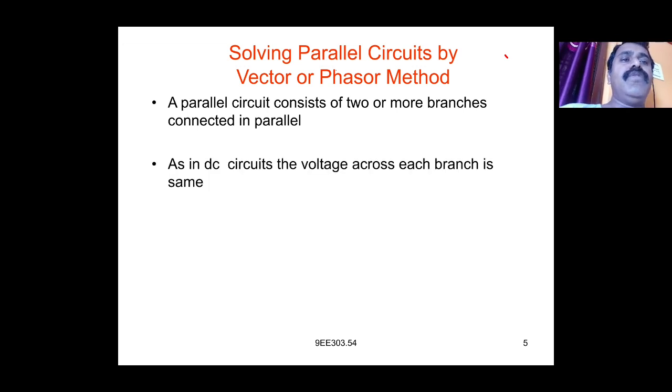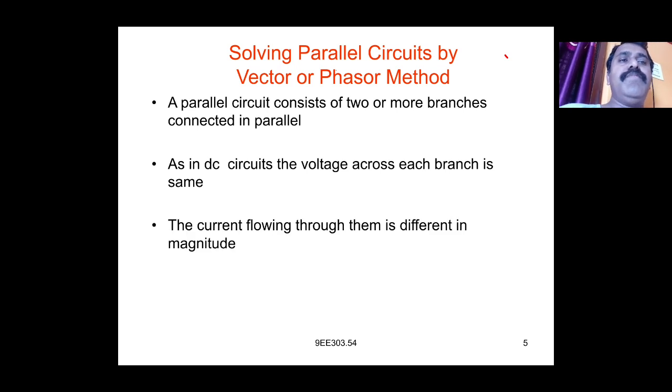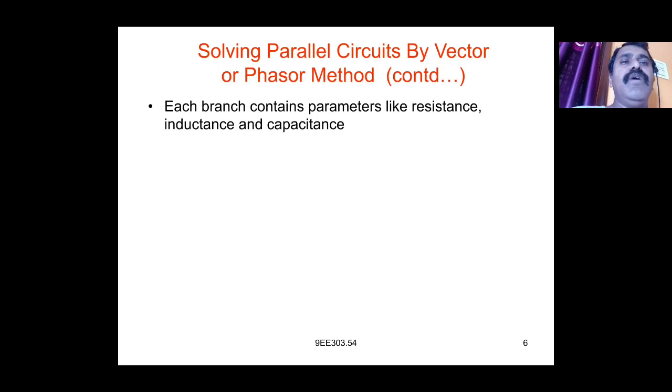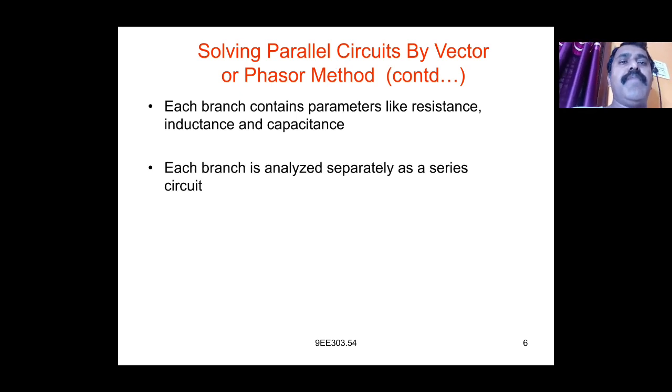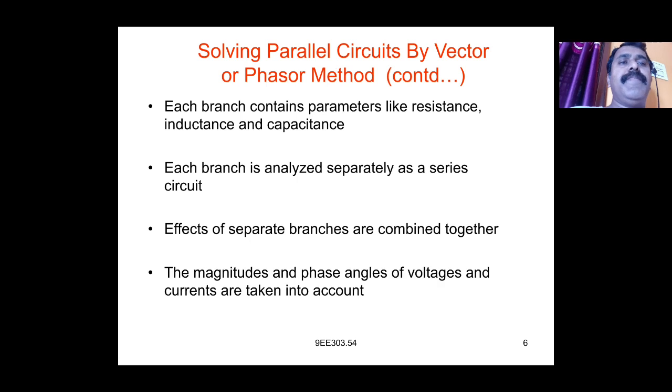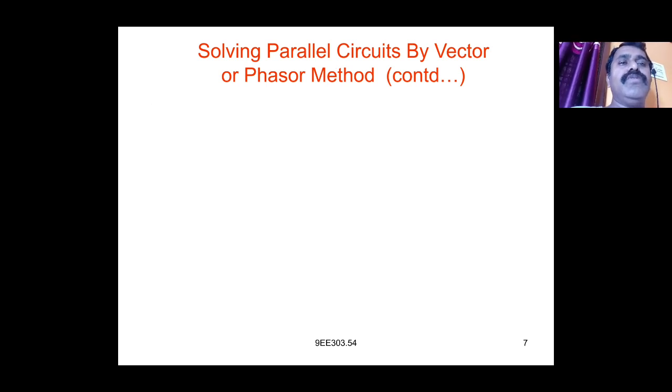As in DC circuits, the voltage across each branch is the same. The current flowing through them is different in magnitude. The phase angle depends on the branch impedance. Each branch contains parameters like resistance, inductance and capacitance. Each branch is analyzed separately as a series circuit. Then the effects of the separate branches are combined together, taking into account the magnitude and phase angles of voltages and currents.